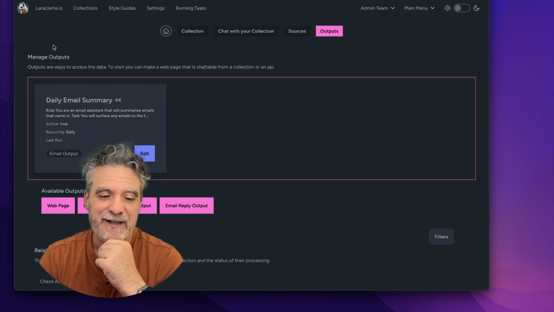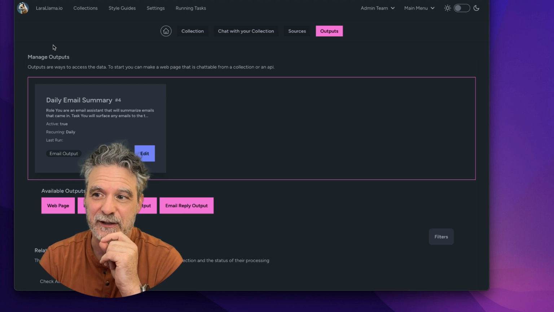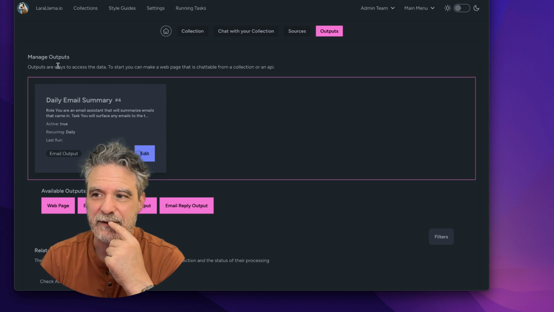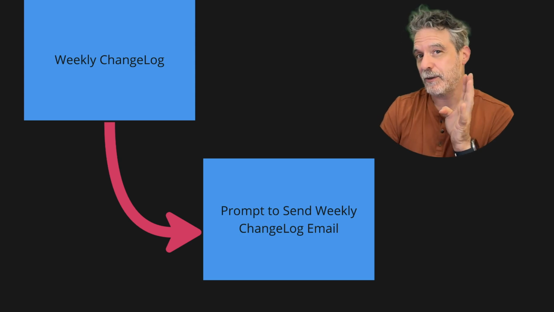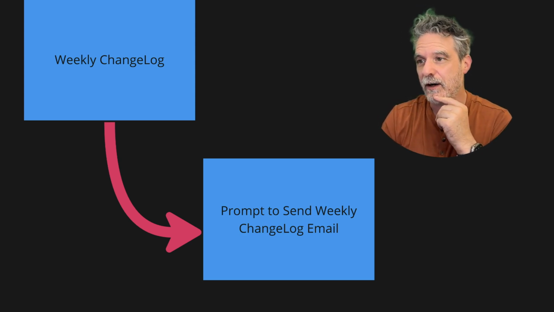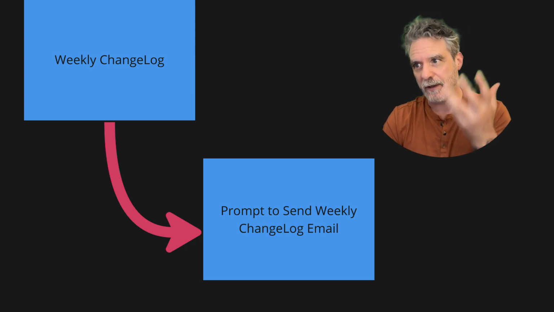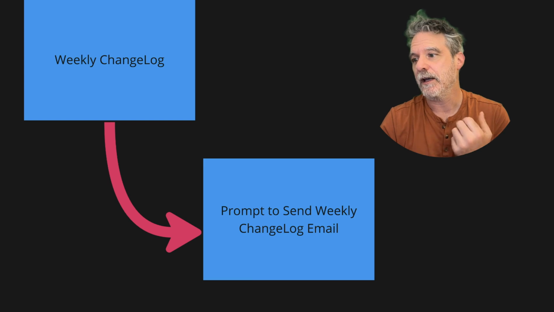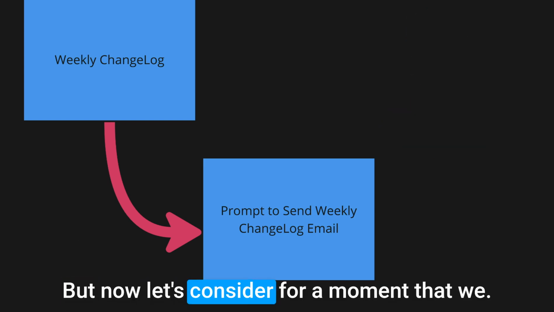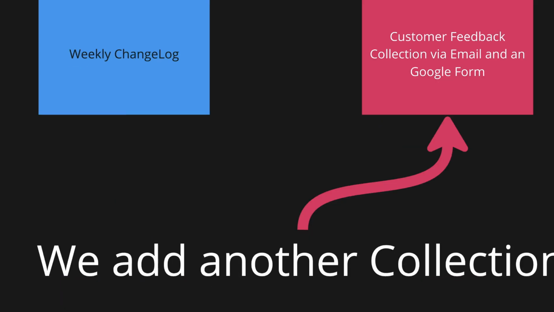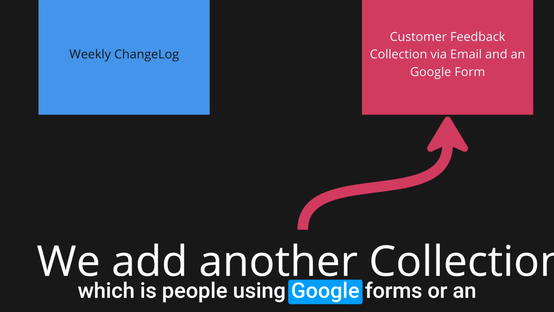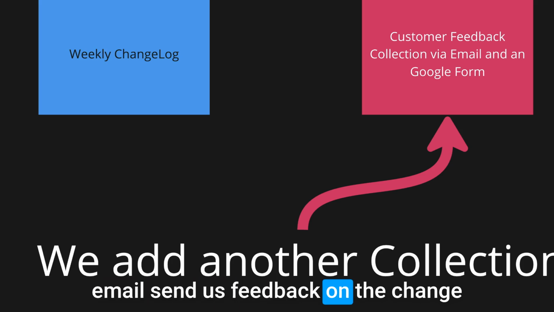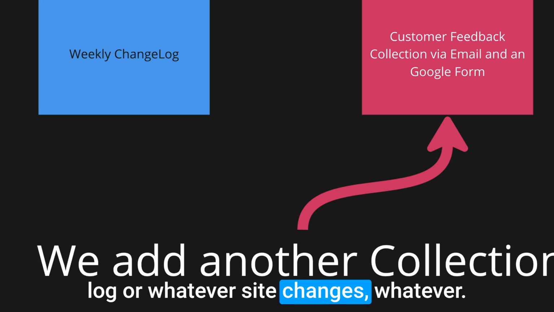Level 5, I don't think I can show you in Larry Llama just yet, but I want to show you a sense of what can happen with that in a moment. So level 5, I can't show yet, but I think it's not that far off. We've now established level 4. We have this change log. It's sending every Friday. But now let's consider for a moment that we also have a customer feedback collection, which people using Google Forms or an email send us feedback on the change log or whatever, site changes, whatever.